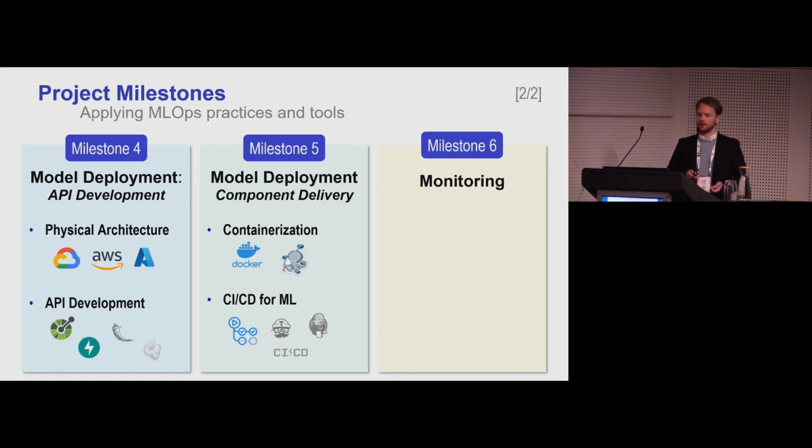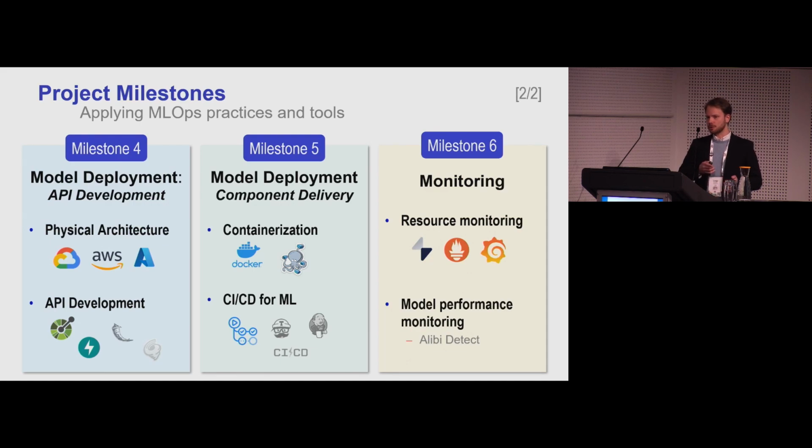In the sixth milestone, finally, the focus is on monitoring. Both resource monitoring, where the ML component is seen as a software resource, and so it is monitored using classical tools like Prometheus and Grafana, but also monitoring of the model performance over time to be able to timely detect drifts.